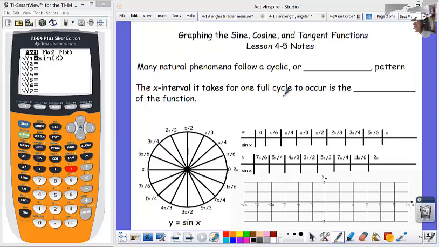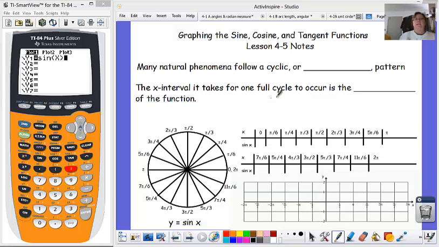Hi. Today we're going to begin a three-part study on graphing the sine, cosine, and tangent functions. Today what we're going to do is establish what the graphs of sine, cosine, and tangent look like. The next lesson will be transforming them, and then finally we will be curve fitting, that is taking a situation and finding a sinusoidal function or a sine function that fits that pattern.